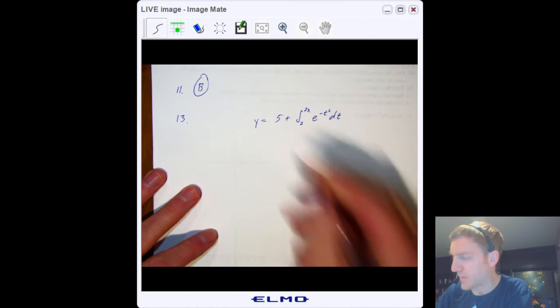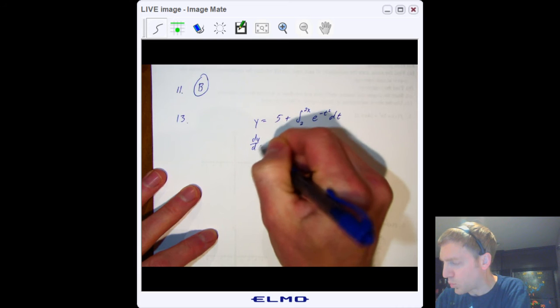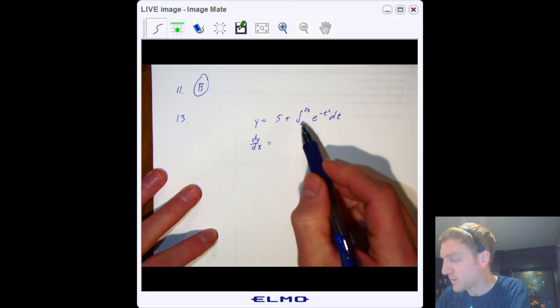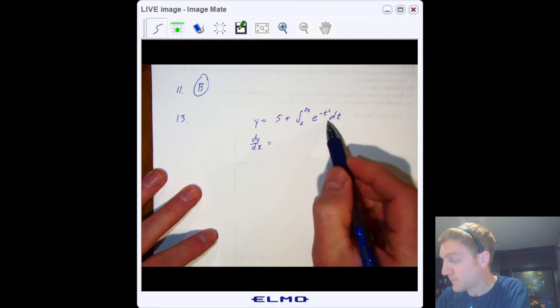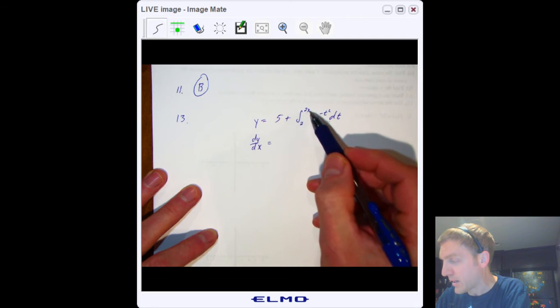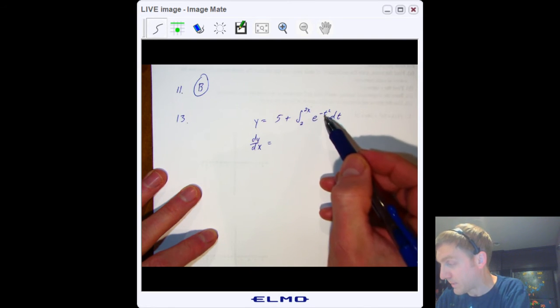Okay, so let's talk about that first. Find the derivative, dy/dx. Well, the derivative of 5 is 0. That goes away. But what happens when you take the derivative of an integral? Remember, like I said before, it's the Fundamental Theorem of Calculus. As long as it's from a constant to x, you plug this in for t.